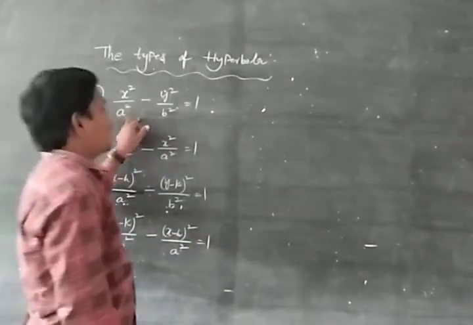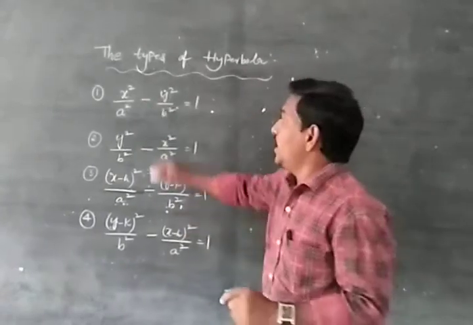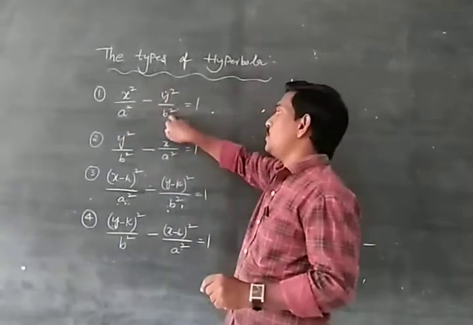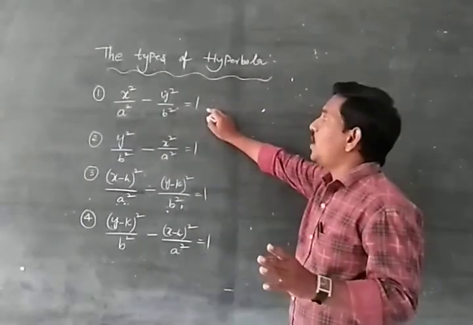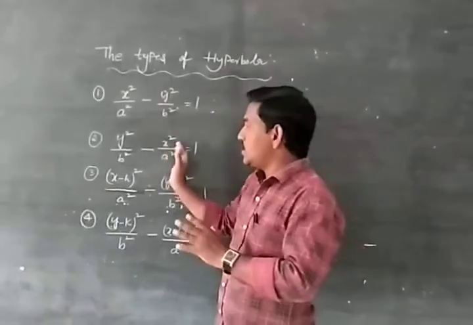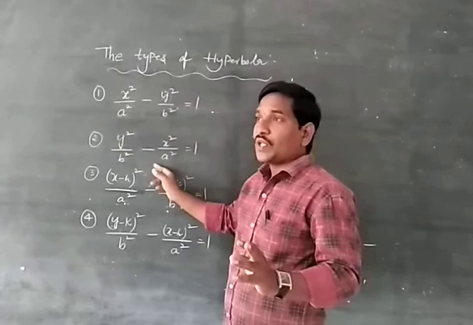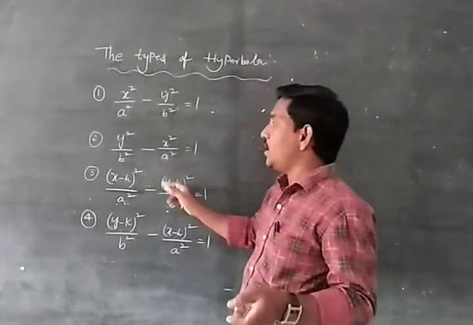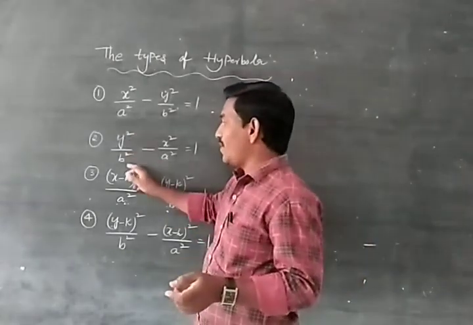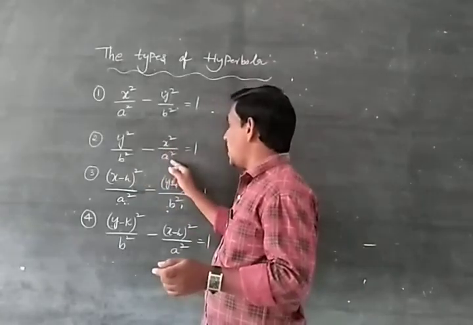So we know that this is the standard form of hyperbola: x square by a square minus y square by b square equal to 1. The second one, which we have also learned, is the conjugate hyperbola: y square by b square minus x square by a square equal to 1.